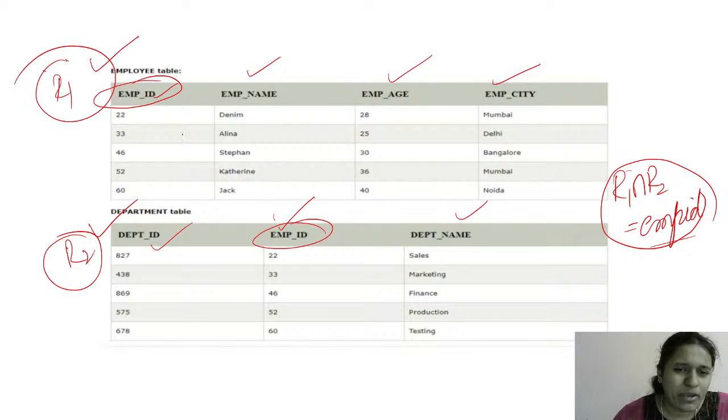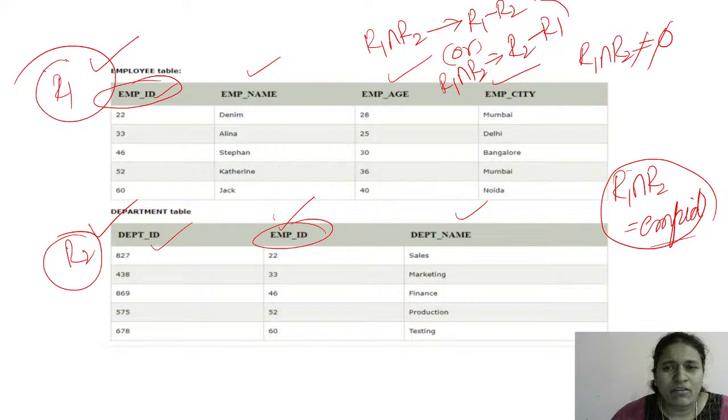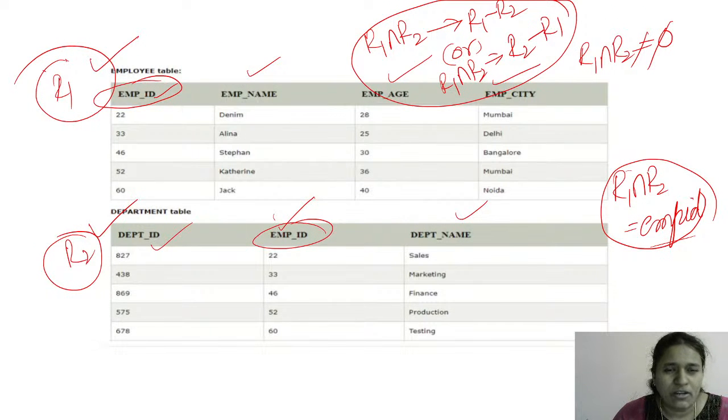First of all, R1 intersection R2 should not be equal to empty set, and R1 intersection R2 has to be a super key or candidate key of either relation: R1 intersection R2 should be a candidate key of R1 minus R2 or of R2 minus R1. Then only the decomposition will become lossless decomposition. Otherwise, the relation is in lossy decomposition.